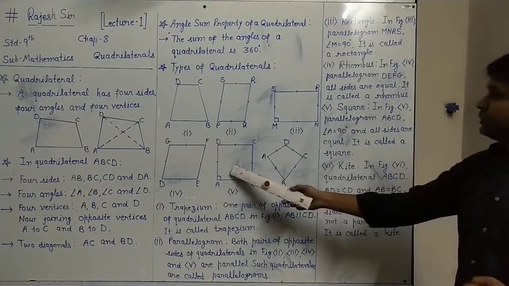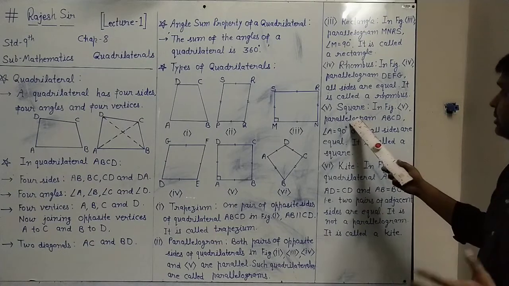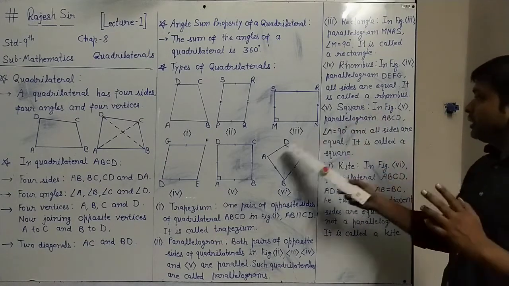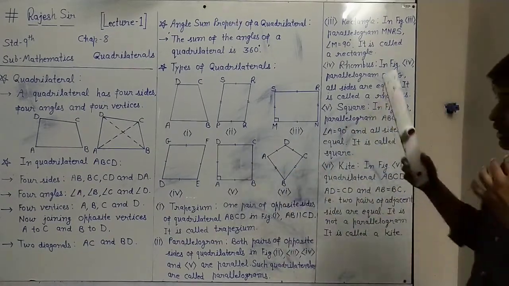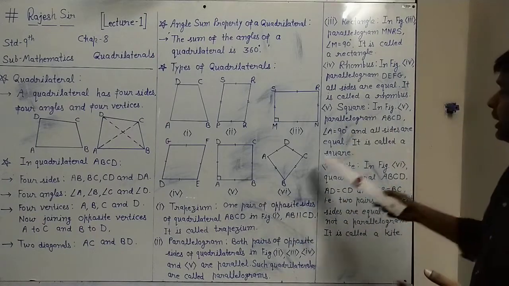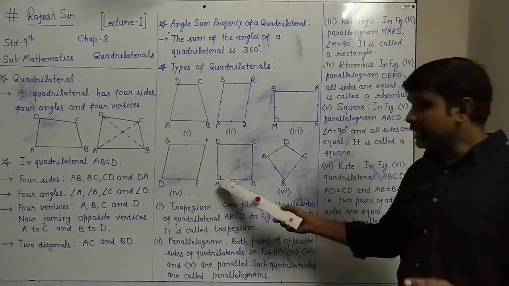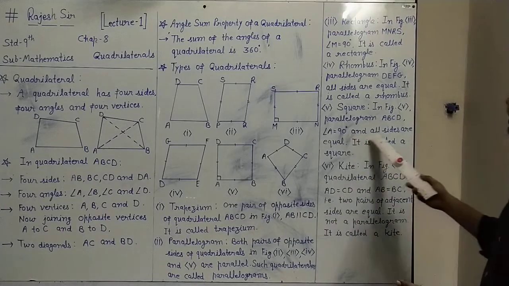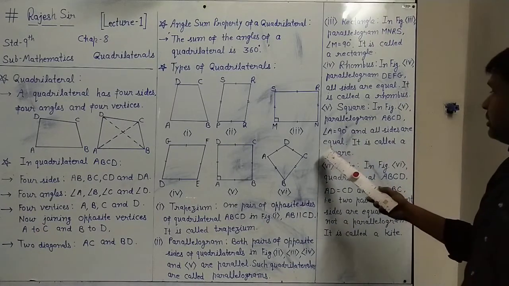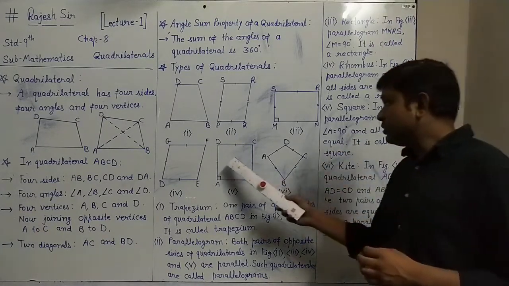Fifth number is this figure. Square, it is in figure 5. It is also a parallelogram. What is special in this? Angle A is 90 degrees as well as all four sides are equal. So it is called a square.